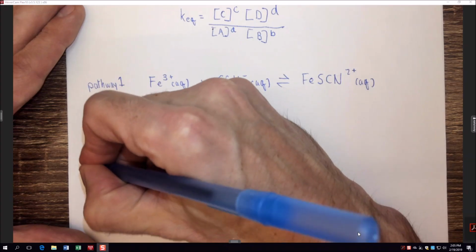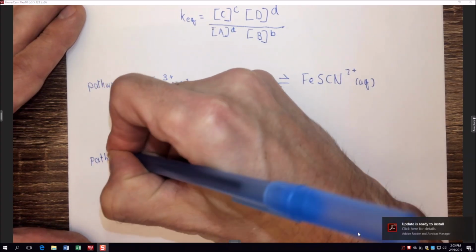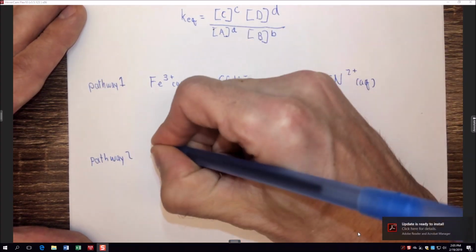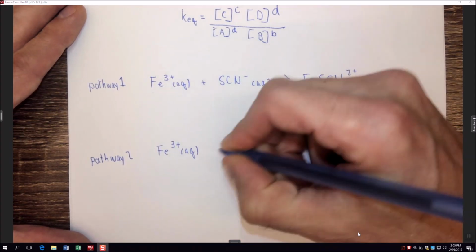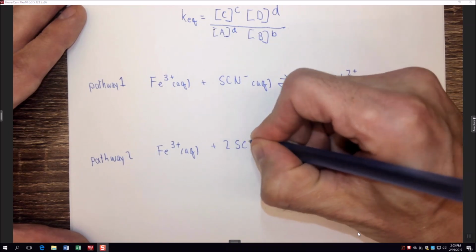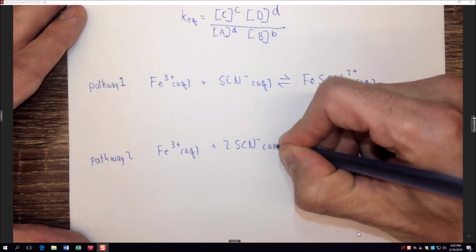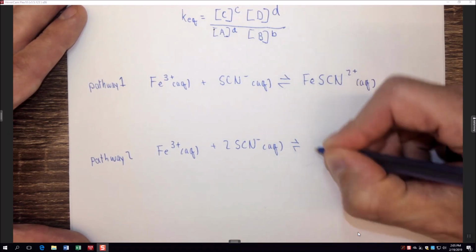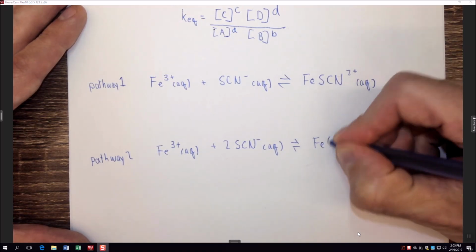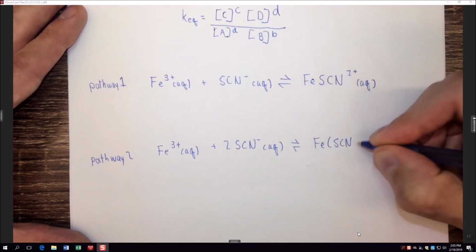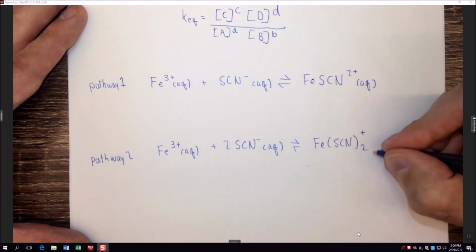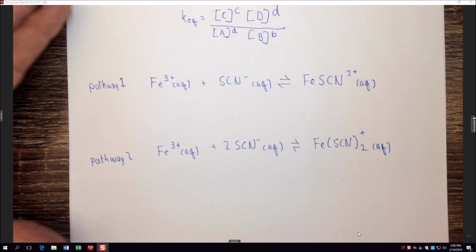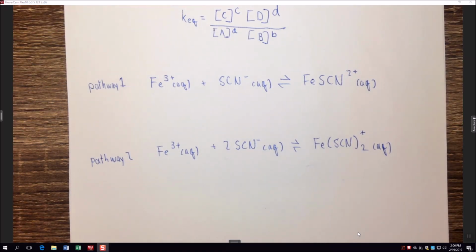Alternatively, if we call it pathway 2, what could be occurring is we have Fe3+ aqueous plus 2 SCN- aqueous is in equilibrium with Fe(SCN)2+, aqueous. So maybe pathway 2 is the reaction that's occurring.